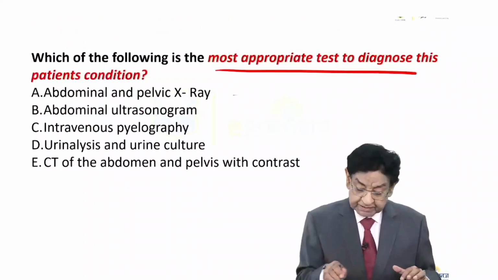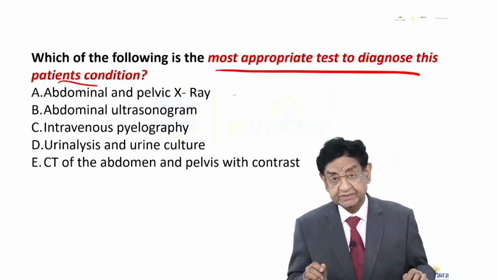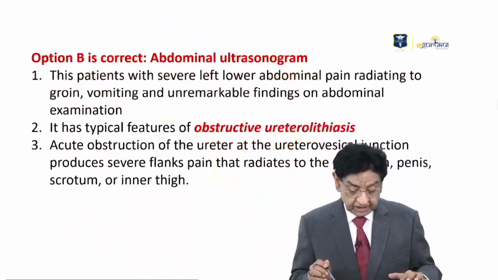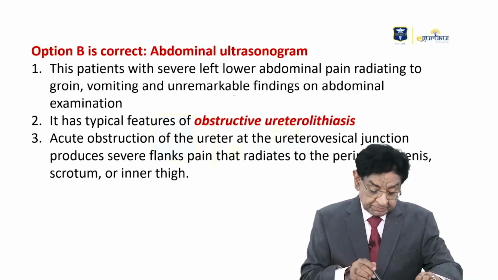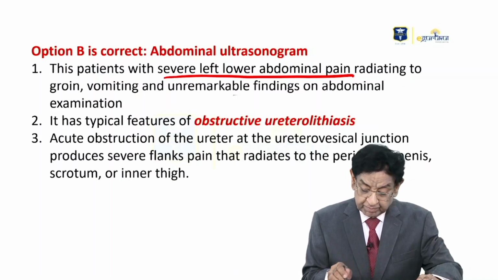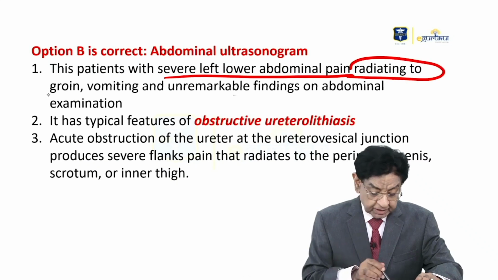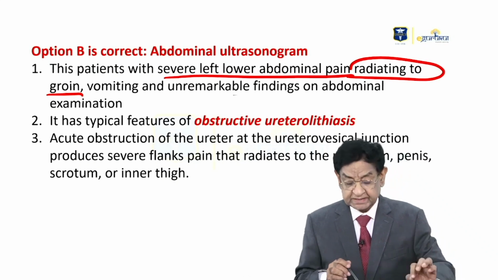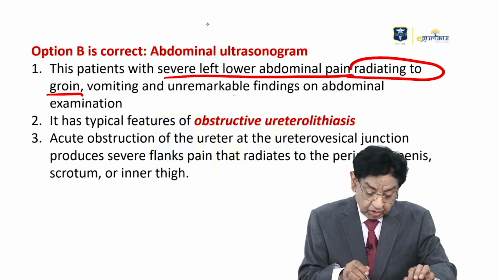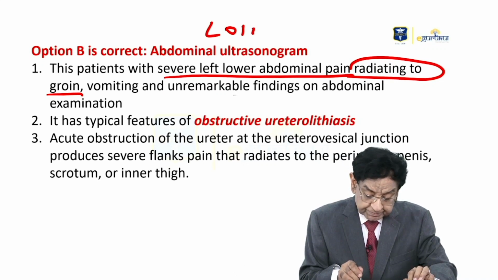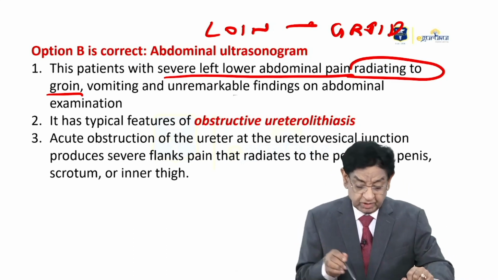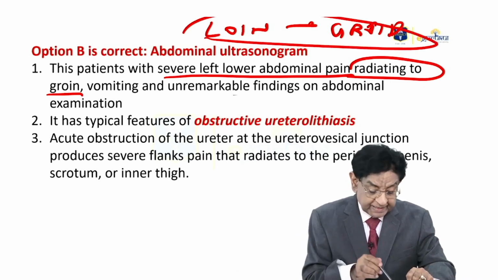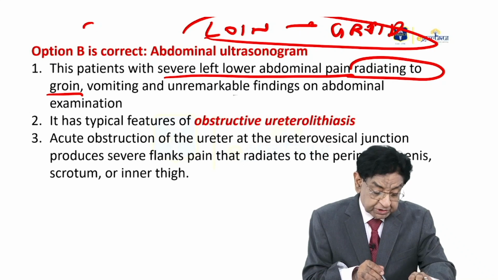Most appropriate test to diagnose this patient's condition is, well, the answer to this question is abdominal ultrasonography. This patient has severe left lower abdomen pain radiating to groin. This is a classical feature, okay? Loin to groin radiation. This is a golden line to remember. Loin to groin radiation is most likely due to ureteric stone.